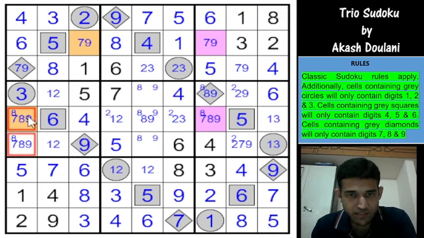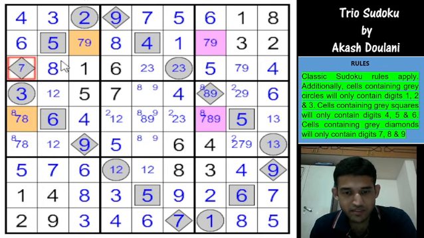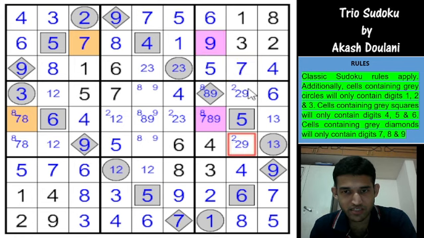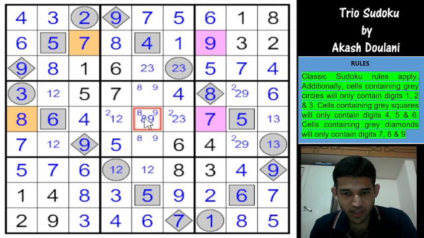Okay, so this would be a 7-8 pair, and that gives me a 9 there, a 7 there, a 9 here, a 7 here. So that's not a 7, so that's a 2-9 pair, which means that has to be an 8, and that has to be a 7. That gives me an 8, that gives me a 7, that gives me a 9. And we proceed further here.